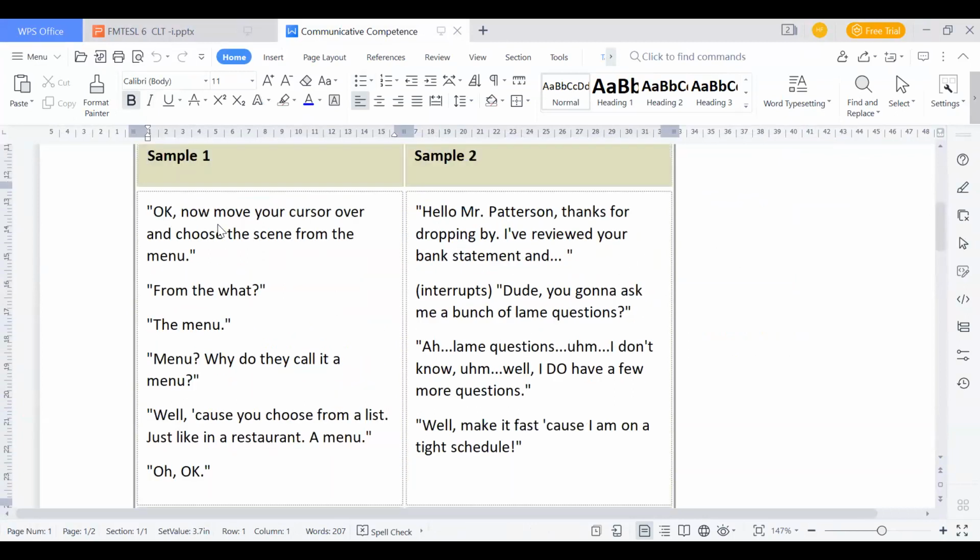Now I will read it for a change. Okay, now move your cursor over and choose the scene from the menu. From the what? The menu. Menu, why do they call it a menu? Well, because you choose from a list, just like in a restaurant, a menu. Oh, okay. What competence is represented by this kind of language example? Which competence is actually shown here?